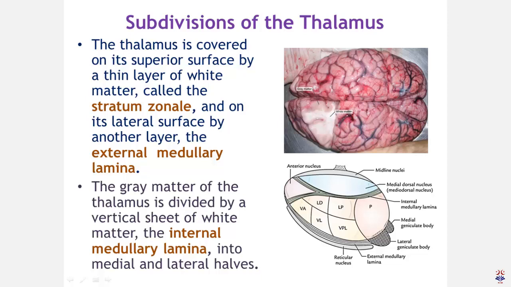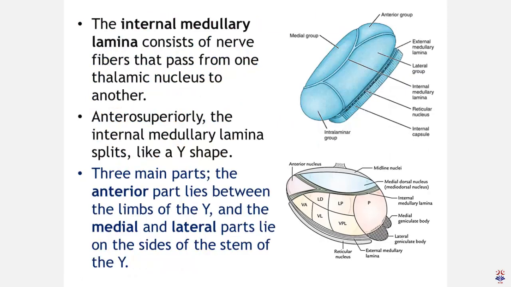The gray matter of the thalamus is divided by a vertical sheet. This is a vertical sheet which divides the gray matter into different parts, and this is called the internal medullary lamina. It divides the thalamus into two main halves, medial and lateral. This is the medial half and this is the lateral half. This is the Y-shaped internal medullary lamina, which we can also see easily in this picture. It consists of nerve fibers that pass from one thalamic nucleus to another.